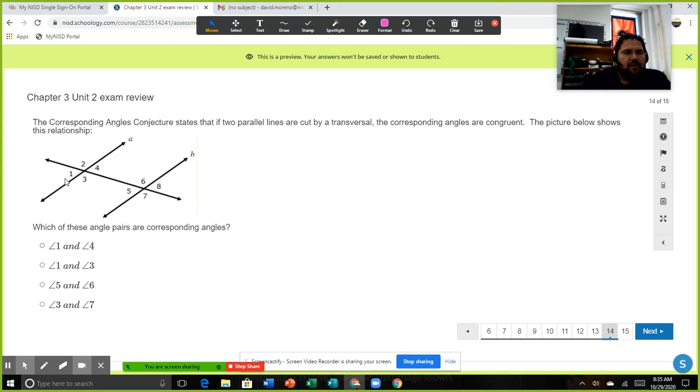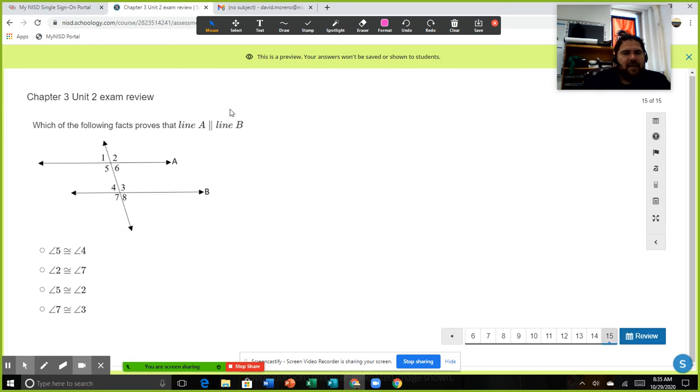So angle 1 and 4. They're not corresponding angles because they're not on the same side and in the same position. Angles 1 and 3? Nope. Angles 5 and 6? Nope. Angles 3 and 7. These two angles are in fact on the same side and they're in the same position. If this is my intersection, this is on the bottom. This is my intersection, it's on the bottom. So that's what it means to be corresponding. Same side, same position.